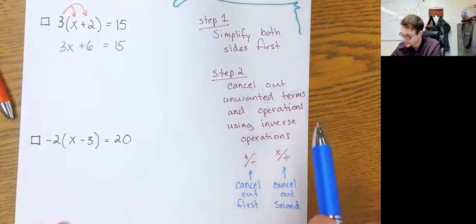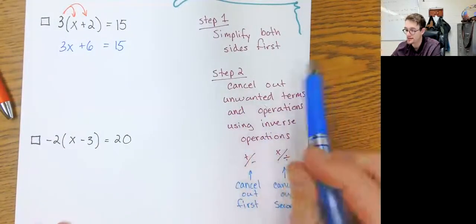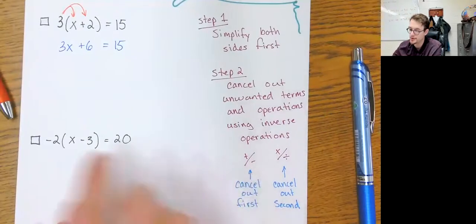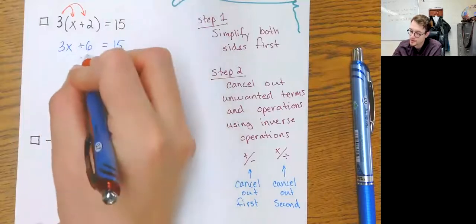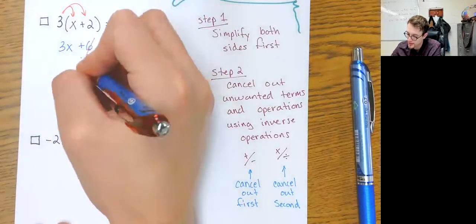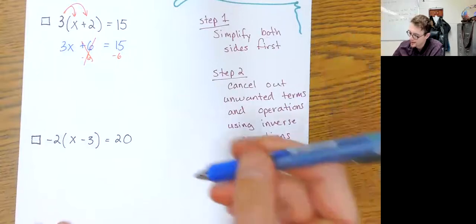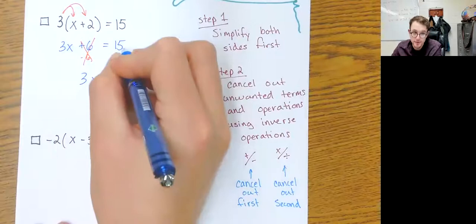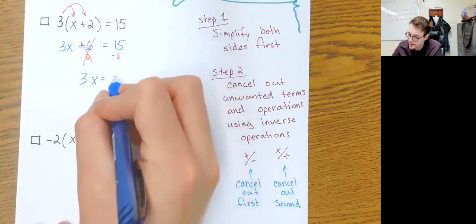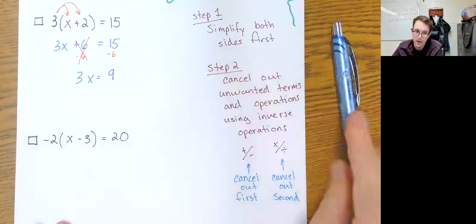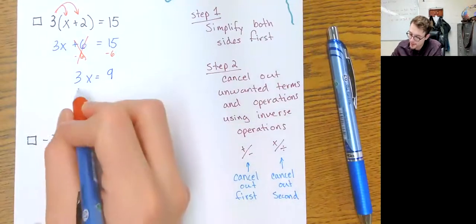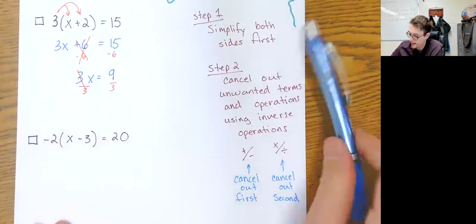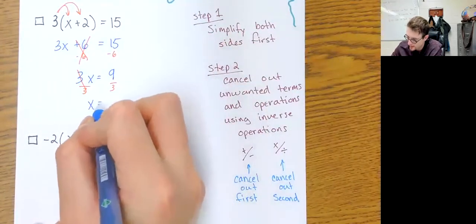Now I'm going to cancel terms out that I do not want. And I cancel out addition and subtraction first. So I'm going to cancel out this addition first. So minus 6, minus 6. Cancels out, cancels out. So I get 3x equals 15 minus 6 is 9. Then I cancel out multiplication, and I do that with division. And I get x equals 3.